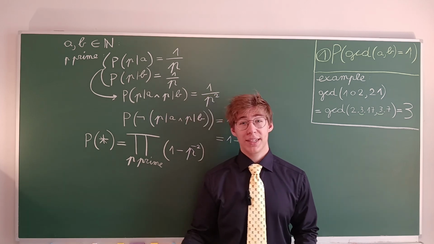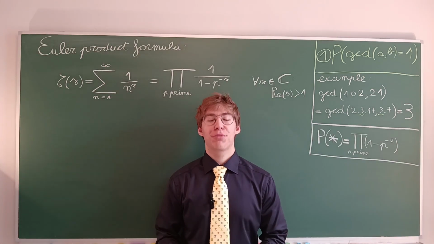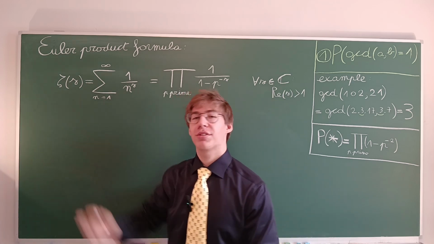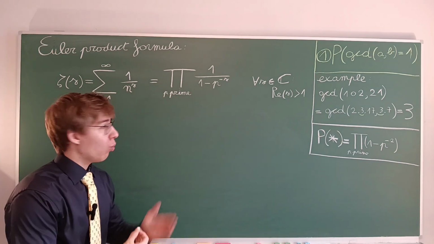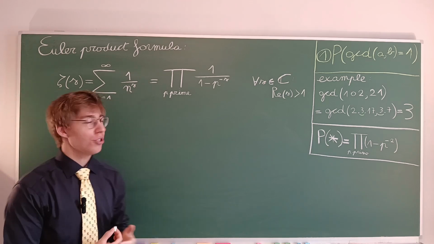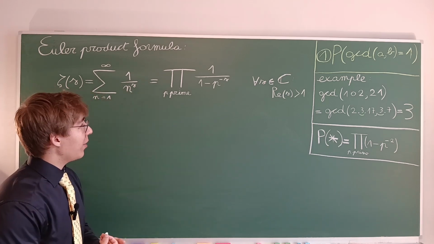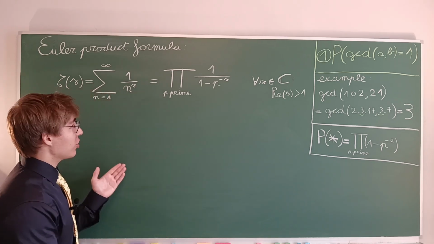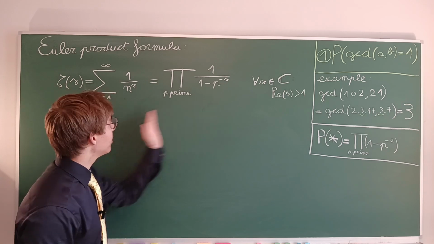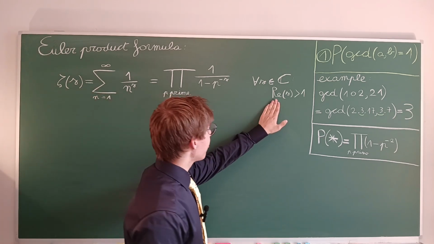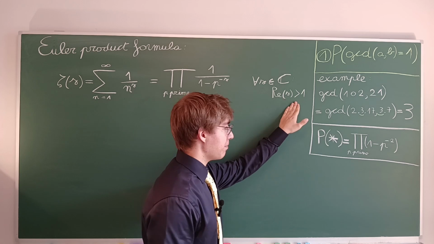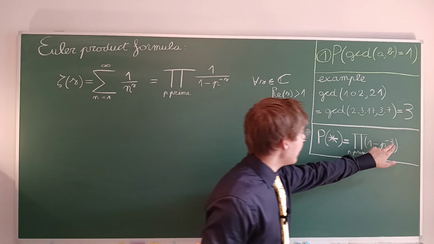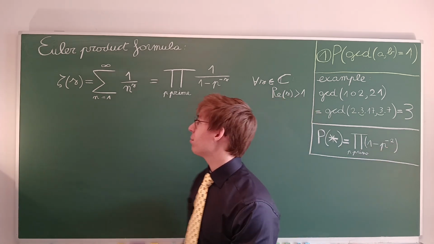So let me clear the board and write that down. Now this is the Euler product formula. It gives two ways to represent the very famous Riemann zeta function, zeta of s. One way as a sum over all integers n of 1 over n to the s, and one way is a product over all the primes p. So this gives a connection between the natural numbers and the primes via this formula. Now this holds for all s in C with real part of s bigger than 1, but we will only need the case s equal to 2.